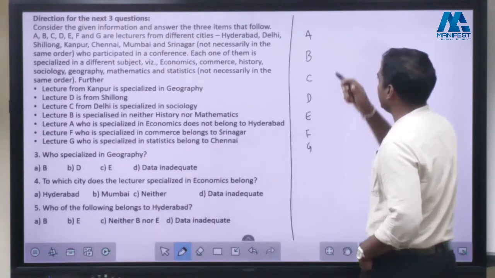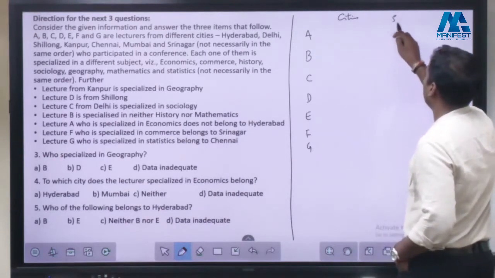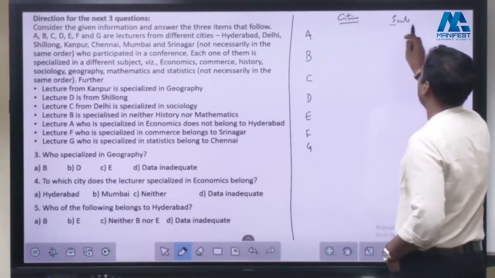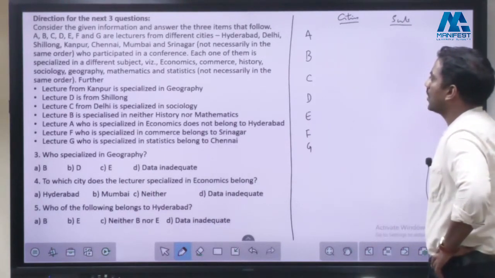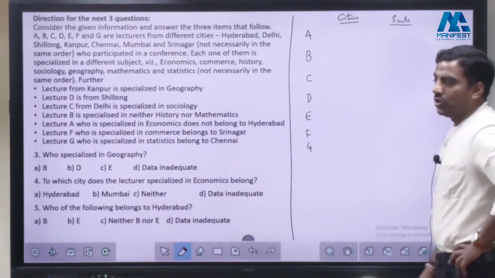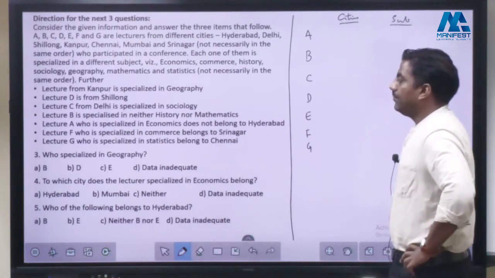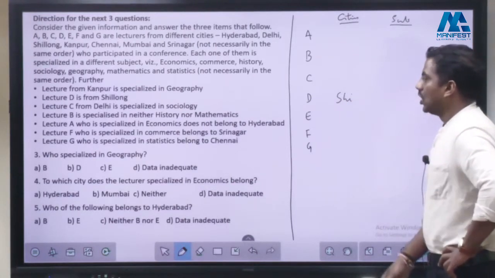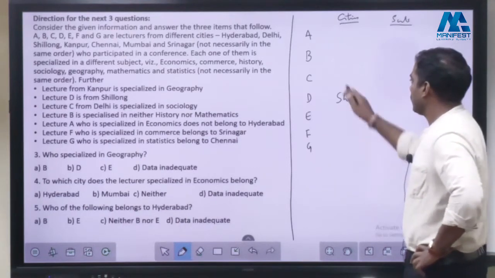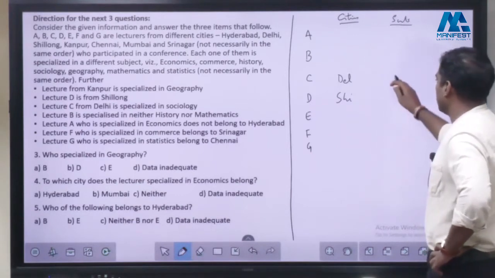And first they will give their cities and then their subjects. Okay. Lecturer from Kanpur is specialized in geography. I don't know which person, not yet known. Lecturer D is from Shillong. Lecturer C is from Delhi and is specialized in sociology.